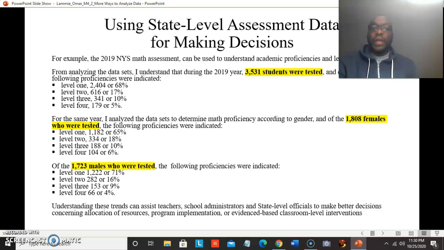Now, understanding these trends can assist teachers, school administrators, and state level officials to make better decisions concerning allocation of resources, program implementation, and evidence-based classroom level instruction.